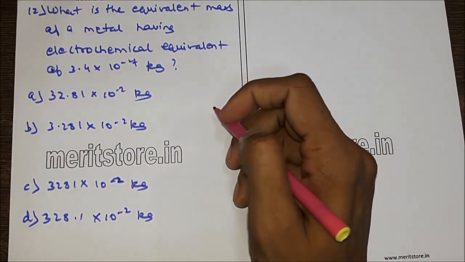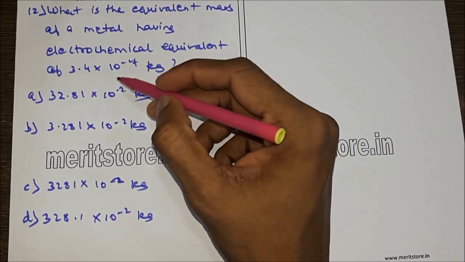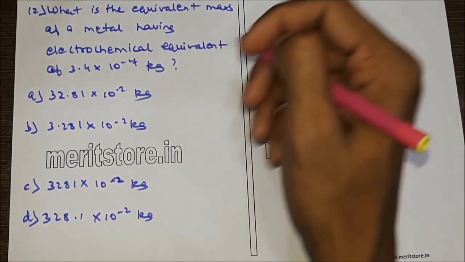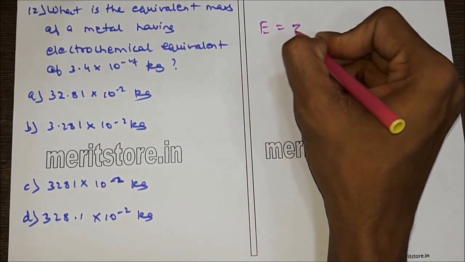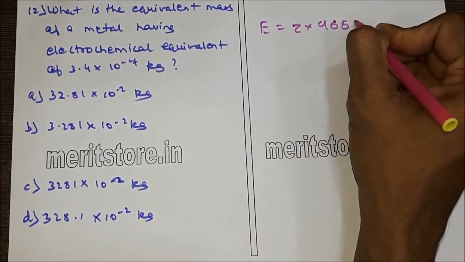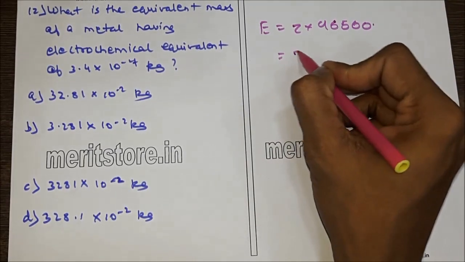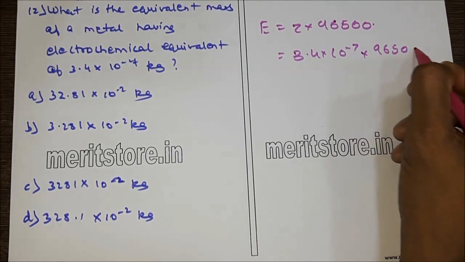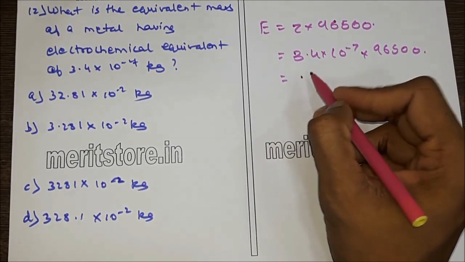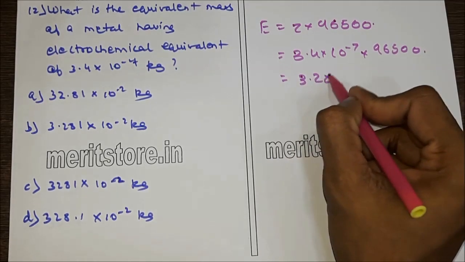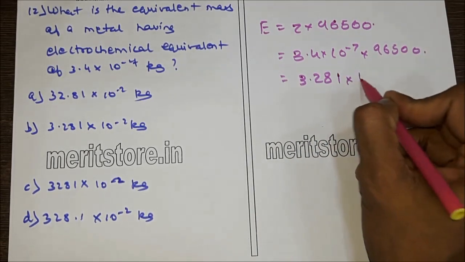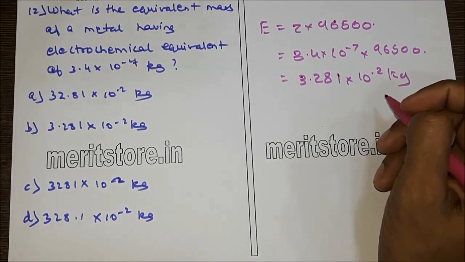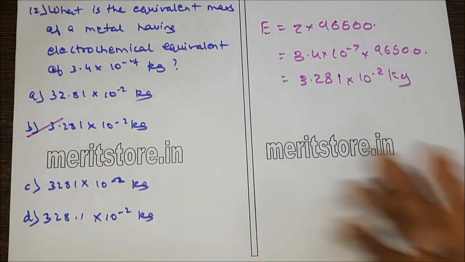What is the equivalent mass of a metal having electrochemical equivalent of 3.4 into 10 to the minus 7 kg? We are given four options. So we have E equal to Z into 96,500. If we substitute the value, we get 3.4 into 10 to the minus 7 into 96,500, which gives us 3.81281 into 10 to the minus 2 kg. Therefore, our answer matches with option B. Therefore, option B is the correct answer.